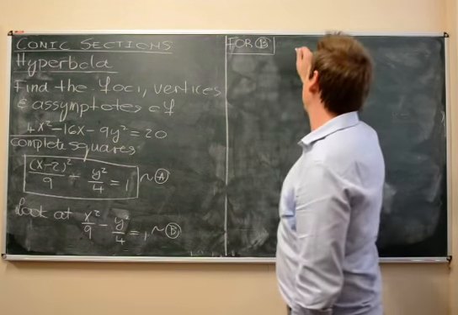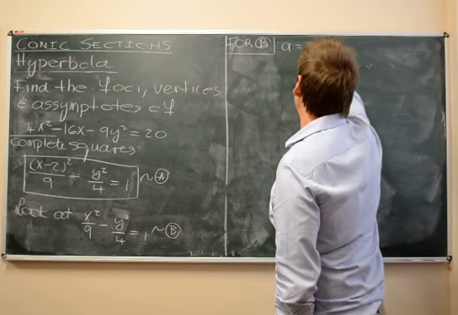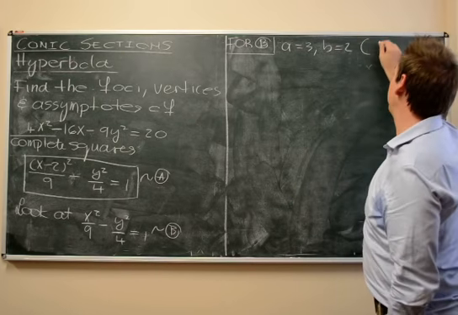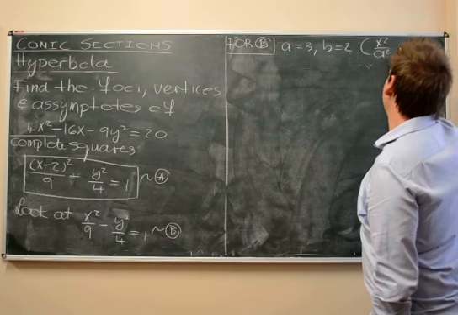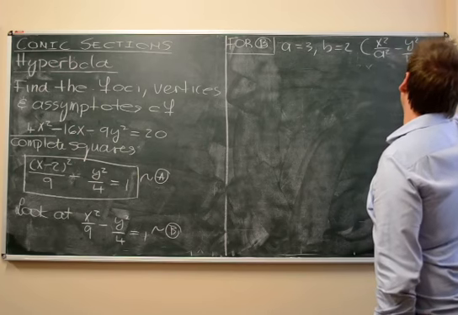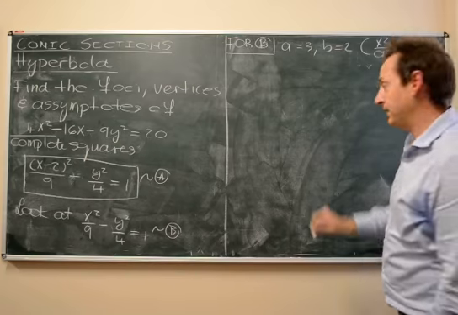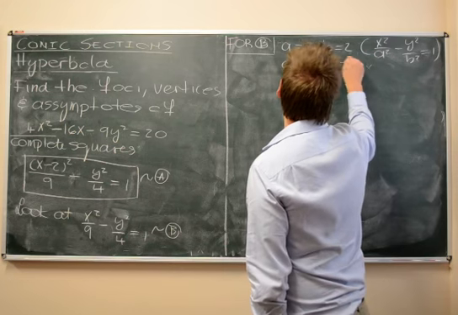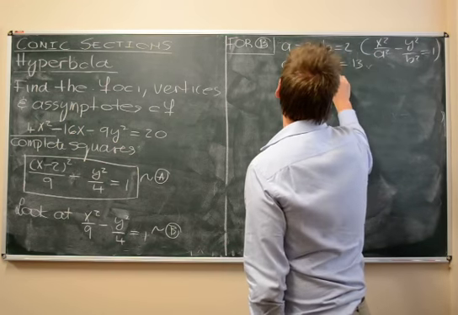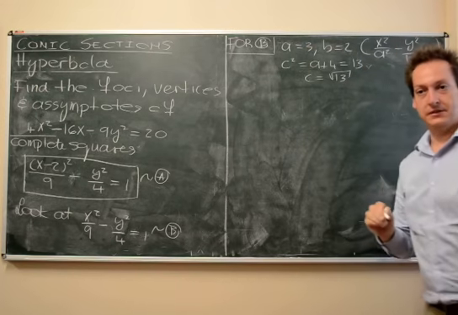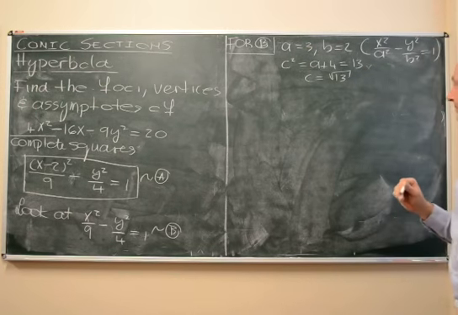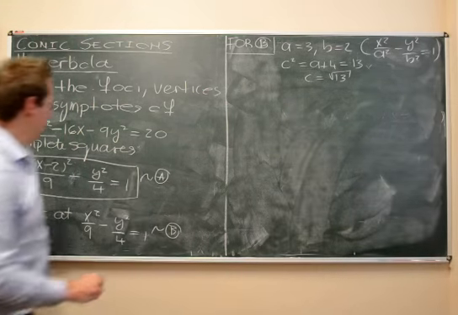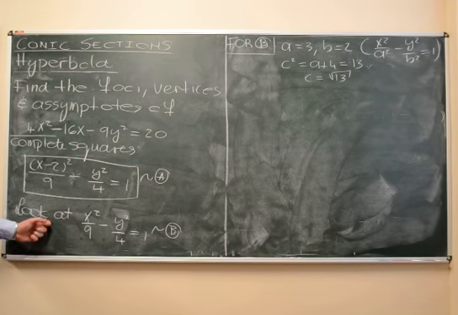So for B, we have a is equal to 3, b is equal to 2, because we have a hyperbola of the form x squared over a squared minus y squared over b squared is 1. And hence c squared is 9 plus 4, which is 13. So c is root 13. So now we can calculate the vertices, foci, and asymptotes for B.